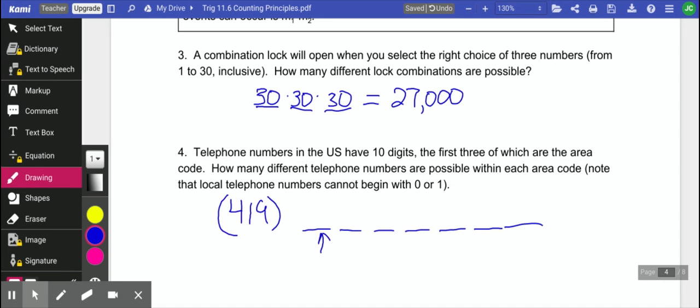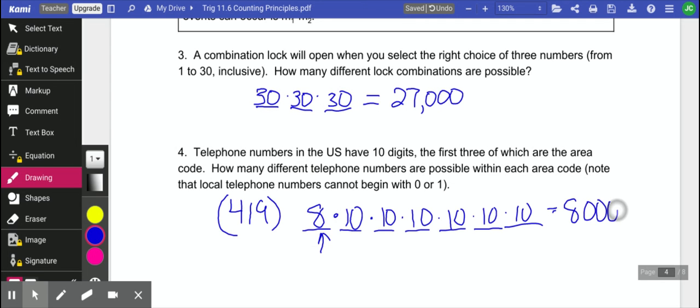Now, this first digit cannot be 0 or 1, so we only have 8 other options, 2, 3, 4, 5, 6, 7, 8, 9. Now for the next number, it can be anything. It can be 1, 2, 3, 4, 5, 6, 7, 8, 9, or 0. So we have 10 options here, and 10 here, okay, all the way down. So the total number of phone numbers in the 419 area code is 8 followed by 6 zeros. So we can have 8 million phone numbers within an area code, which seems like enough, I would think.